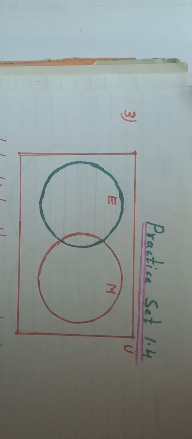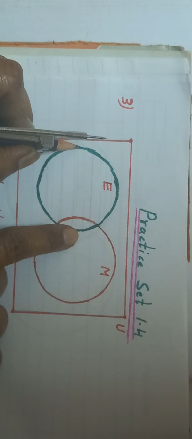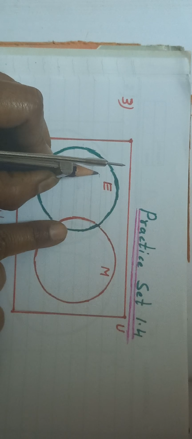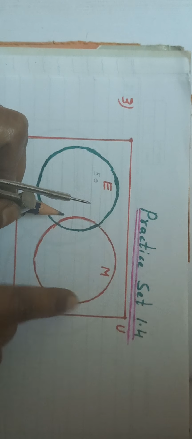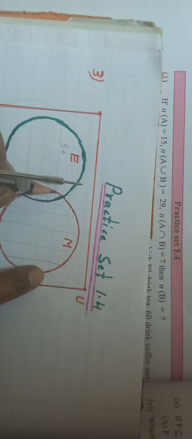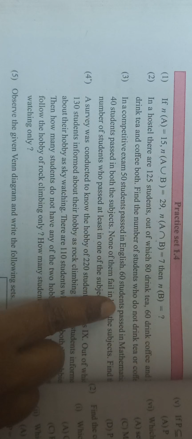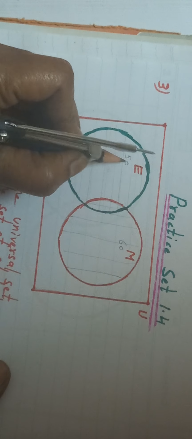Okay. Now, passed in English, how many are there? 50. See here, from here to here, 50. Passed in English, 50. Correct. Now, from here to here, if I draw it like this, vertically, from here to here, all this red, so this part, from here to here, what is the total? Passed in maths, that is 60.